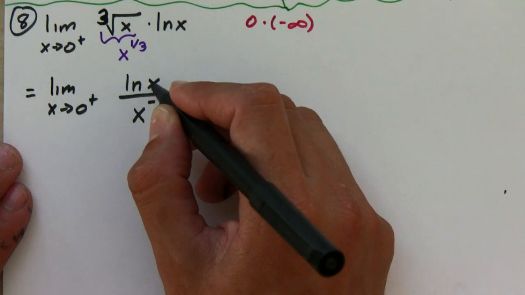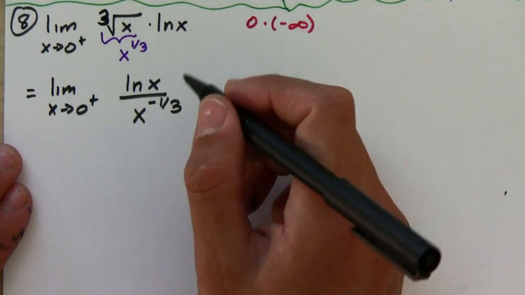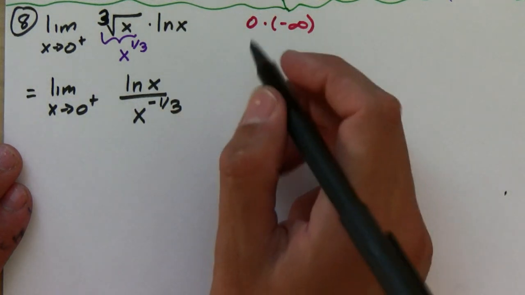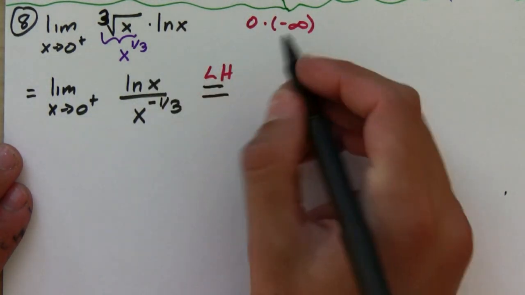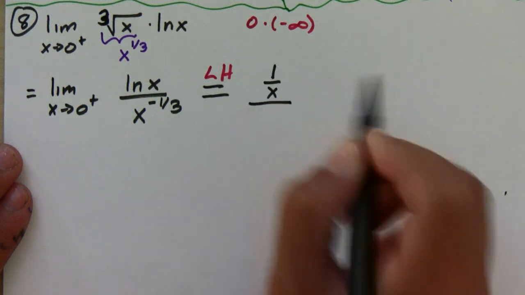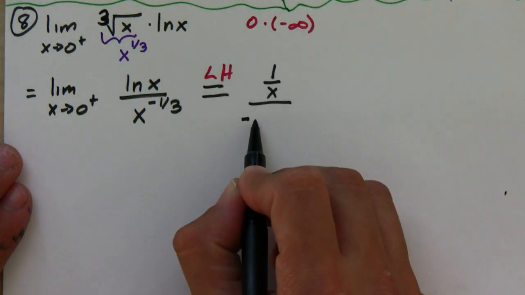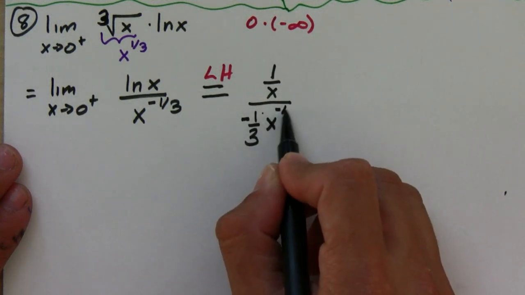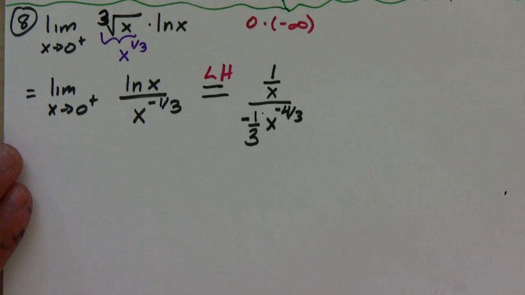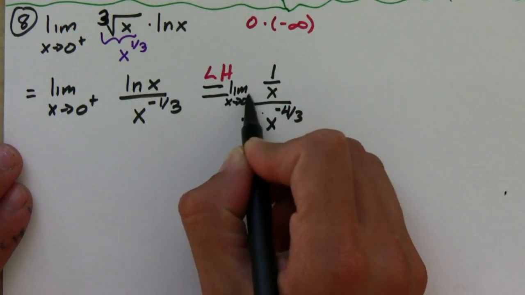So now the numerator is going to negative infinity. This one also is going to infinity, and so I can use L'Hopital's rule now. And so the derivative of the top is simply 1 over x. The derivative of the bottom is negative 1/3 x to the negative 4/3. And I forgot to write the limit again. Limit as x approaches 0 from the right.